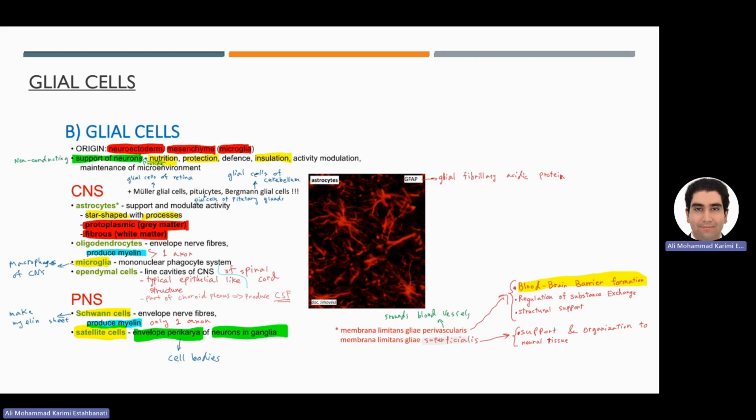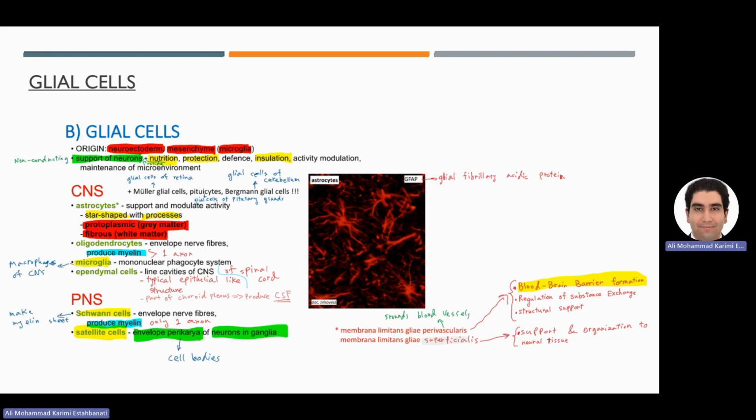And then we have oligodendrocytes. Oligodendrocytes are also very important because they're responsible for production of myelin sheaths around your axon to facilitate and sort of speed up the action potential transmission throughout the neuron.